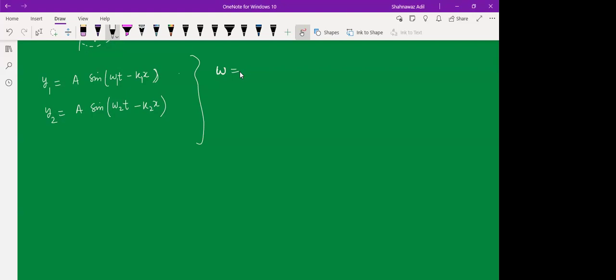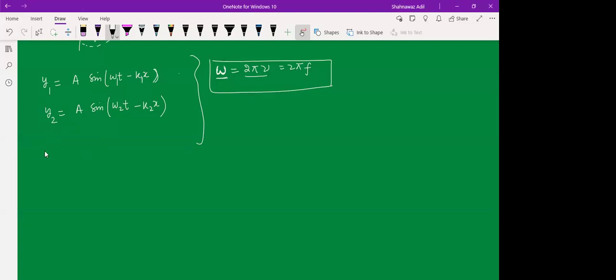What would be the frequency? Omega 1 t minus k1 x. No, this is angular frequency. Then frequency is 2 pi nu or 2 pi f. This is how you write the frequency, right? Omega is equal to 2 pi nu, right? Yes, sir. This is how you will write.